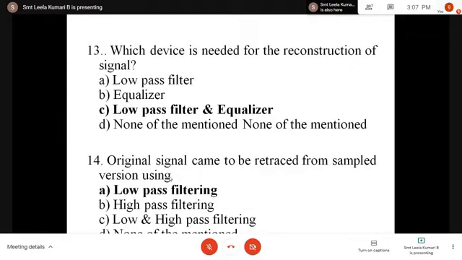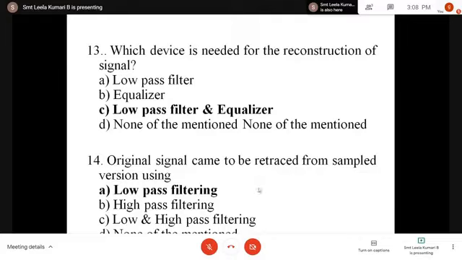Which device is needed for the reconstruction of signal? Low pass filter, equalizer, low pass filter and equalizer, none of the mentioned. So in order to reconstruct the original signal back, low pass filter is used. Normally in ideal sampling and natural sampling, low pass filters are used, whereas in flat top sampling, equalizer is used. So to reconstruct the original signal back, low pass filter and equalizers may be used.